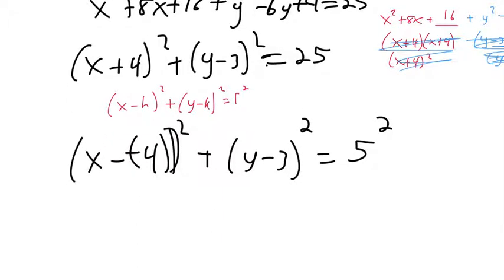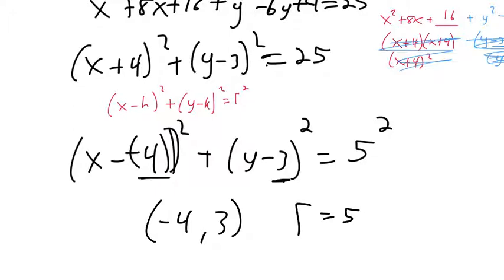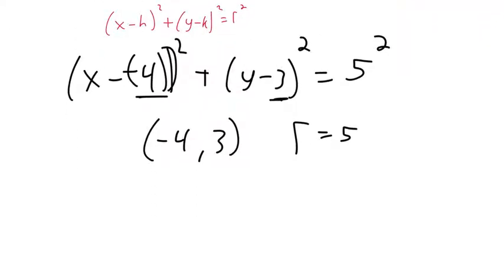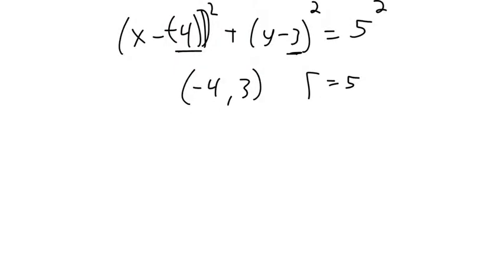Now we can identify the center. The center is negative 4 comma 3, because this is my h, this is my k. And the radius is 5. It's always the number being squared on the outside. So there we have that the center of the circle is negative 4 comma 3, and it has a radius of 5, and that's enough to graph too.